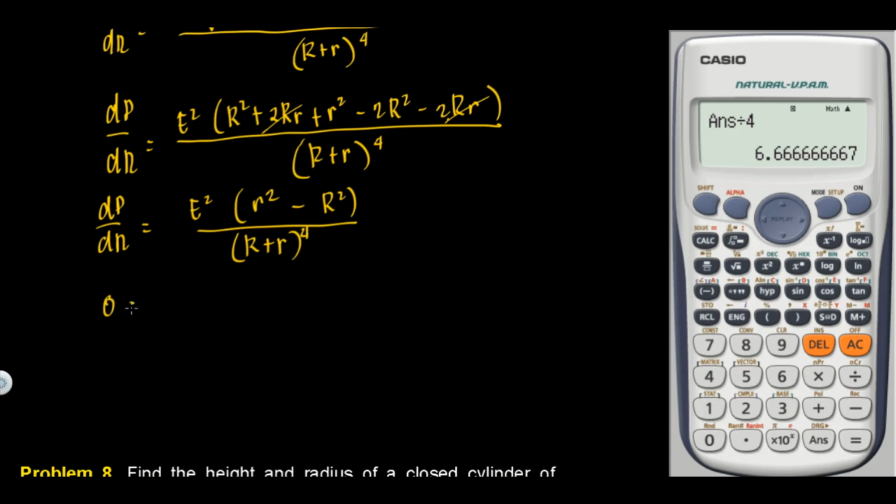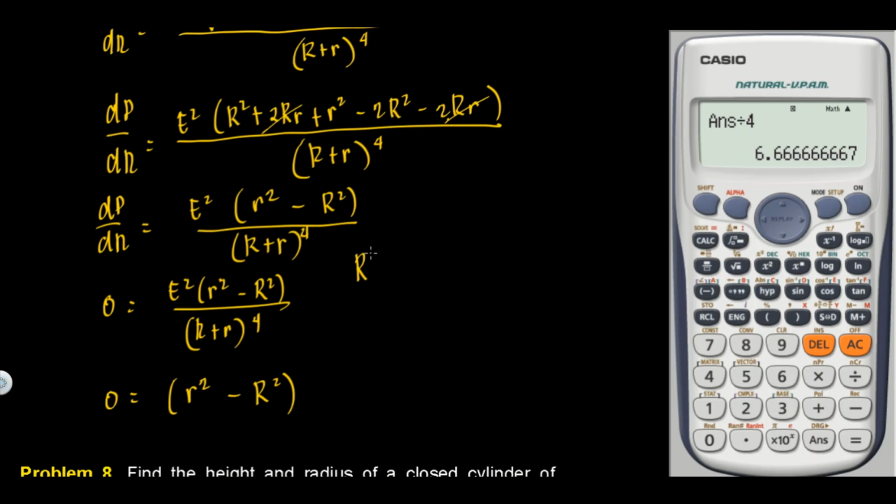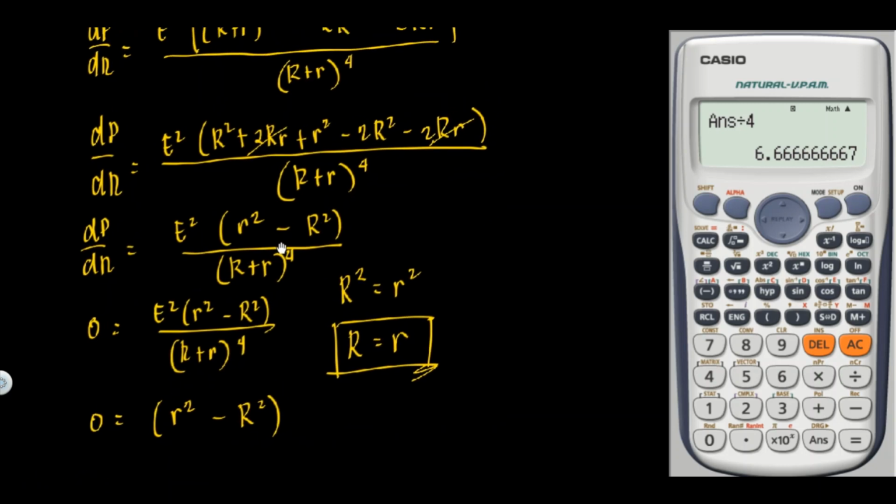Okay, so 0 equals E square times (r square minus big R square) over (R plus small r) raised to 4. Cross multiply, then divide by E square. So, ang natira na lang is 0 equals r square minus R square. Okay, ito na lang natira, no? Or simply R square equals small r square. Square root, no? Both sides. So we have R equals r. So, ayun. And let's see if this is really maximum.